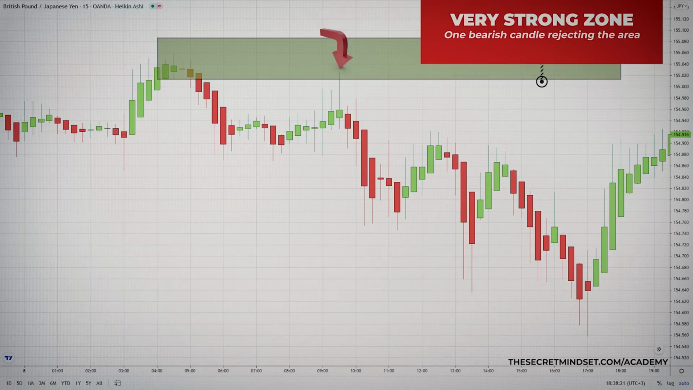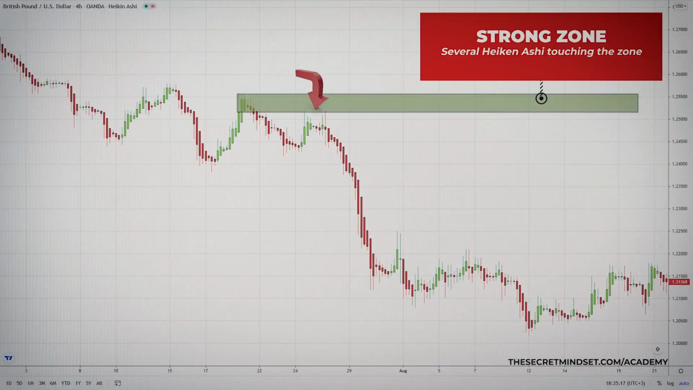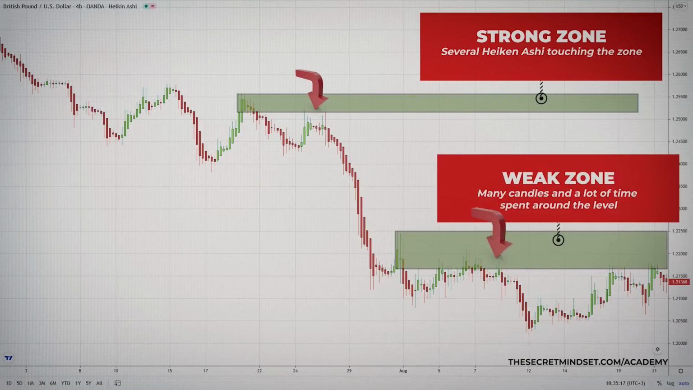The first example is the strongest zone, with one bearish candle rejecting the area. The second one is a strong zone, with several Heiken Ashi candles inside the zone. And the third one is a weak zone, with many candles and a lot of time spent around this area.